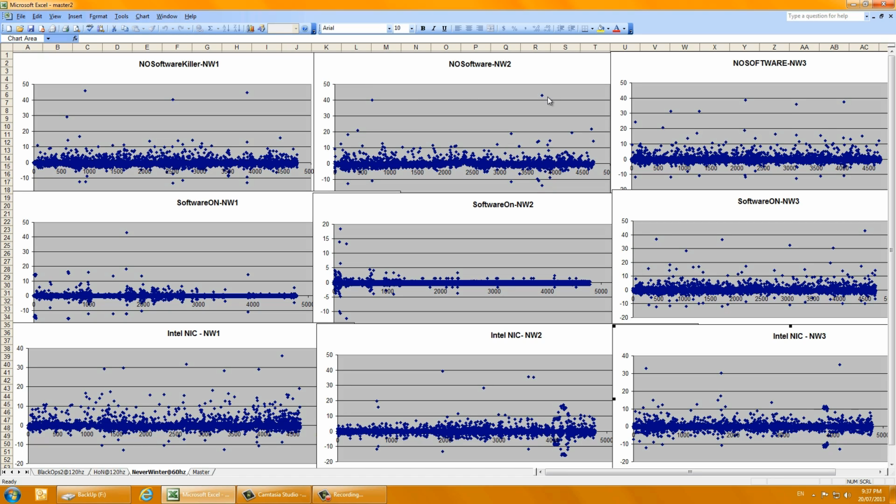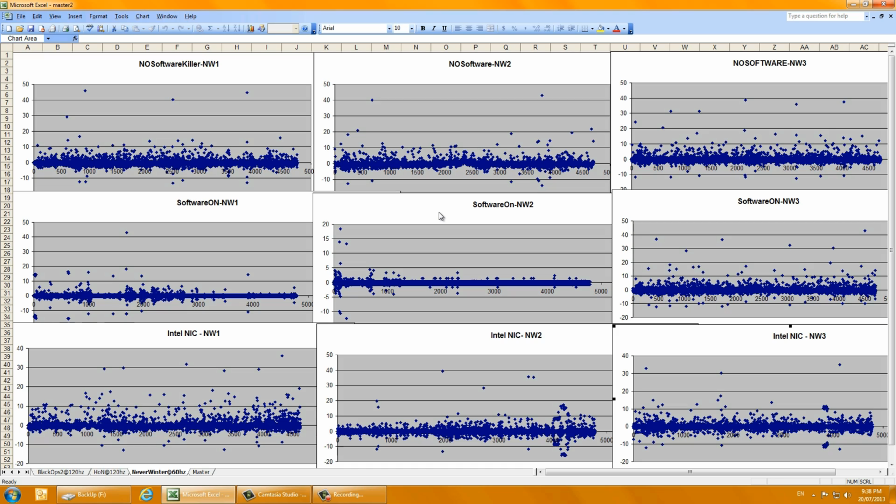So the no software from Killer did produce the worst frame this time around at 42 milliseconds. That was the worst out of the whole group, I think. I think the software on produced a 42 as well, so it was a tie there. But now, interestingly enough, the software on, this is where things get really interesting with Neverwinter.